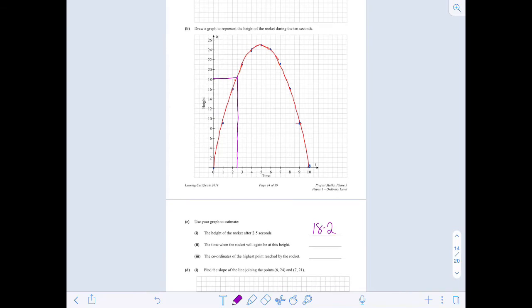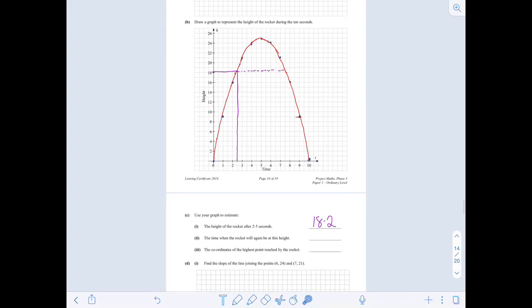The time on the rocket will again be at this height. So it'll be at this height again over here. And the time at which that happens, well, I draw a vertical line down and I get 7.5 seconds.